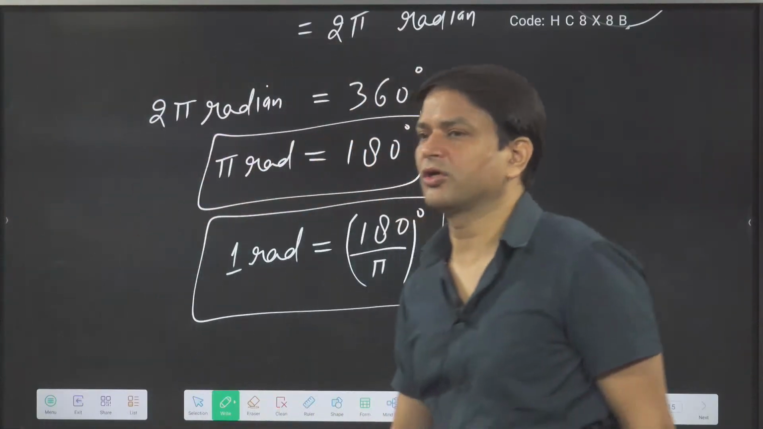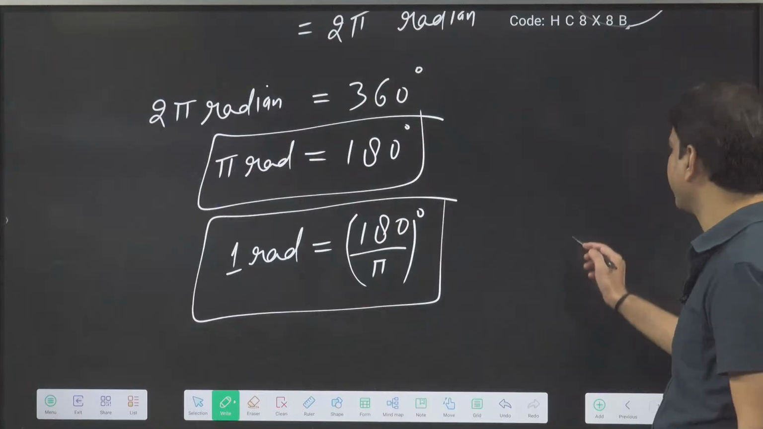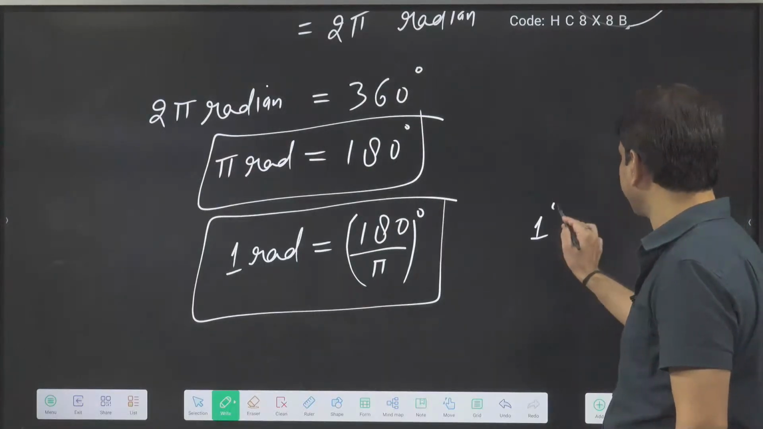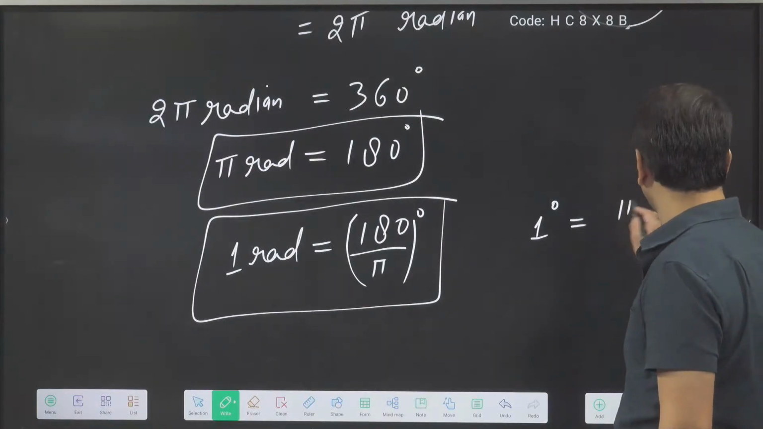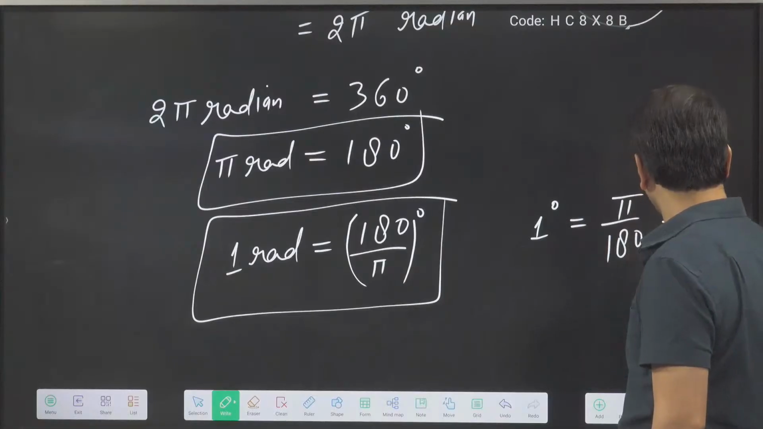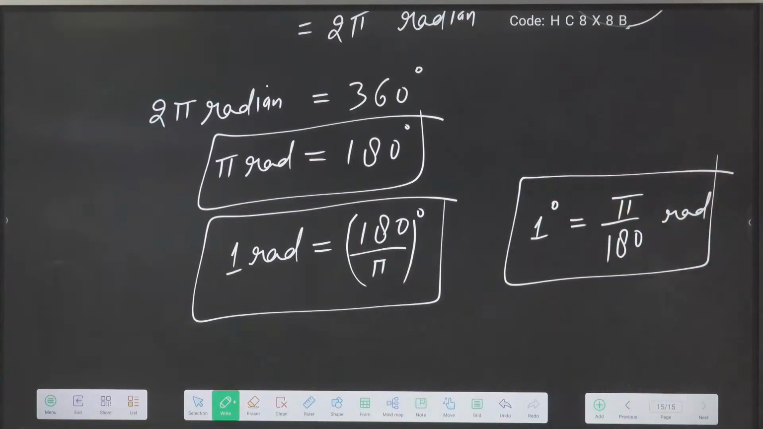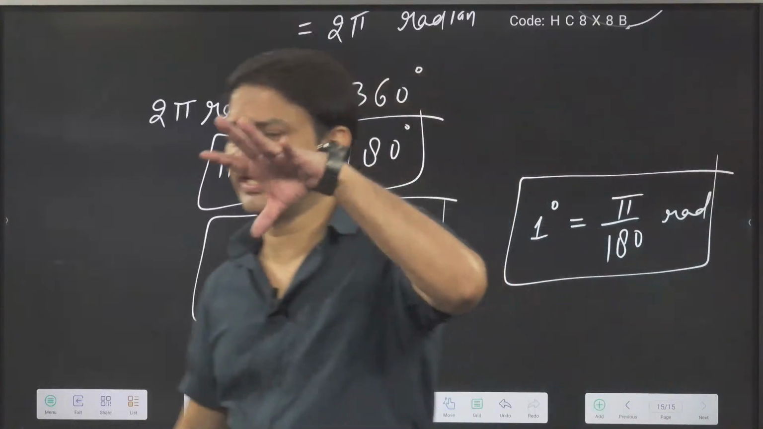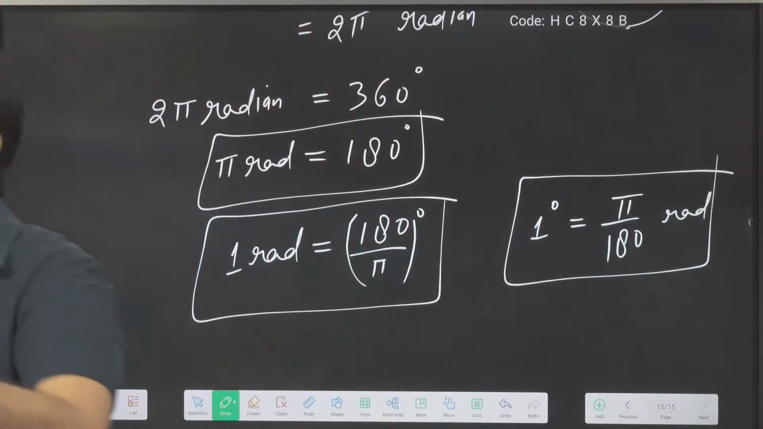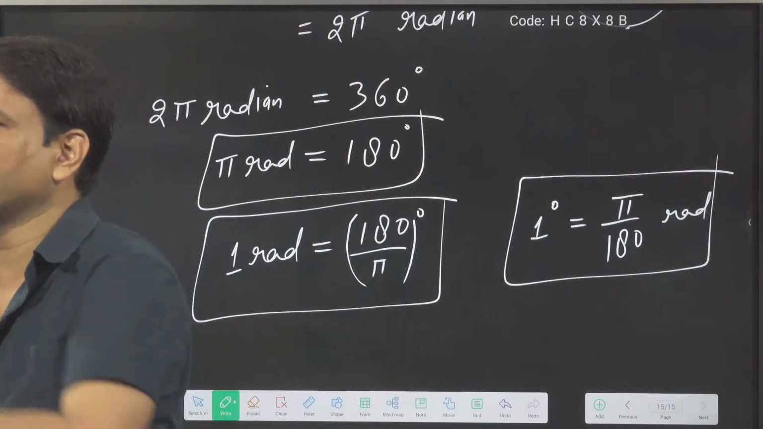So 1 radian is equal to 180 by pi degree. If I ask for 1 degree, then I can say pi by 180 radian. So you have to remember this conversion factor: according to how much radian you have to convert into degree, or how much degree you have to convert into radian, you can use it.